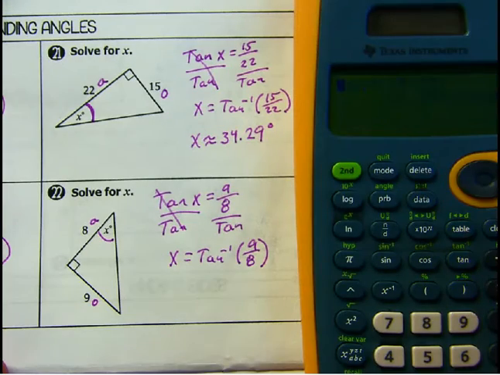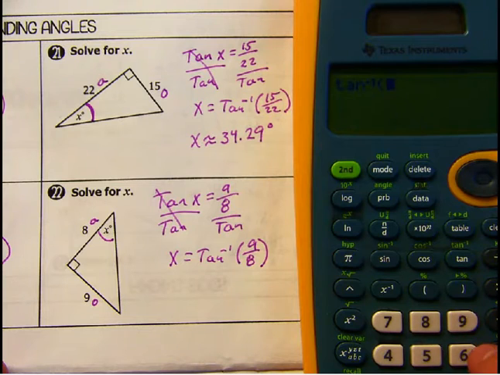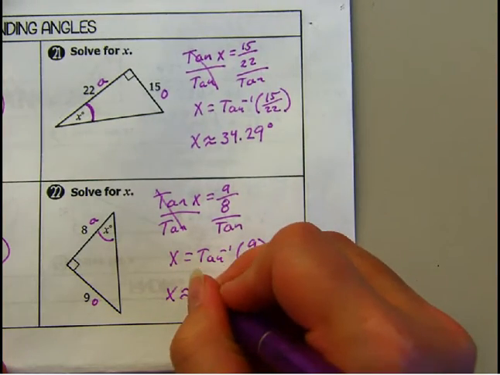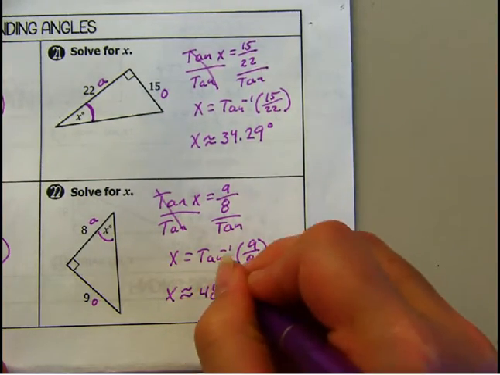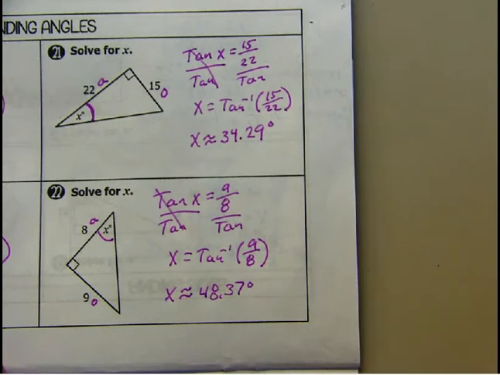Typing that into our calculator, we're going to go second tangent. So we get tangent to the -1 of 9 divided by 8 and hit enter, and we get 48.37 degrees. So x is approximately 48.37 degrees. All right, so that's all for our mixed practice.